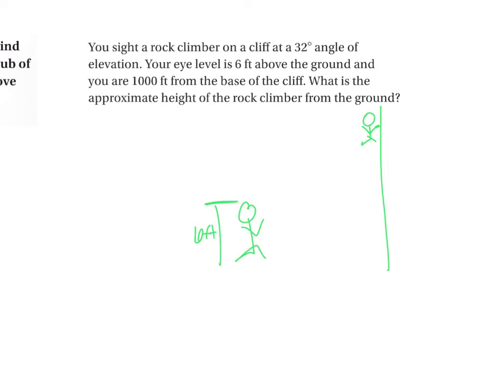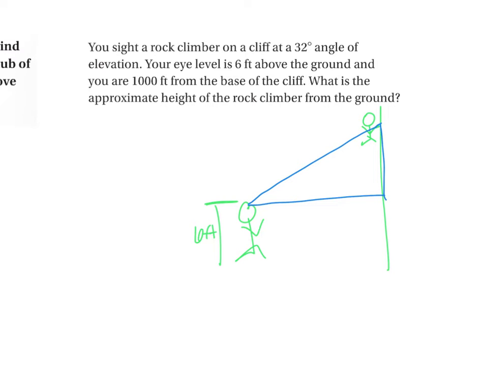Okay, so we have that. We have the rock climber, you have you. Now, the problem is from eye level. How far from eye level is the rock climber? So again, it makes a right triangle. And the numbers they give us.